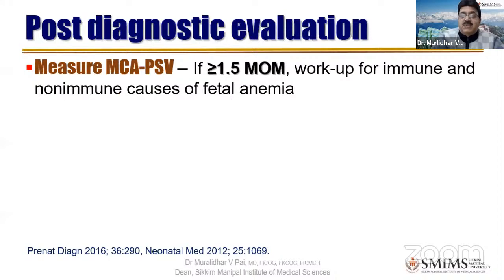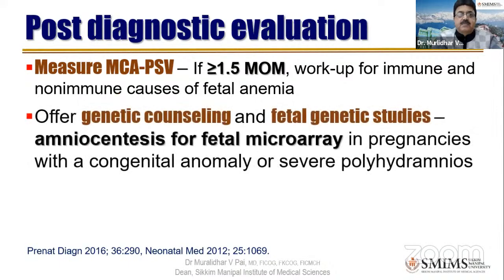Measure MCA PSV. As I told you, anemia is one of the causes of polyhydramnios through high cardiac output. So it is important for us to measure the middle cerebral artery PSV. If it is more than 1.5 MoM, that is multiples of median, workup for immune and non-immune causes of fetal anemia should be done. Offer genetic counseling and fetal genetic studies. This will be routinely offered by a fetal medicine specialist, and that would include amniocentesis for fetal microarray in pregnancies with a congenital anomaly or severe polyhydramnios.